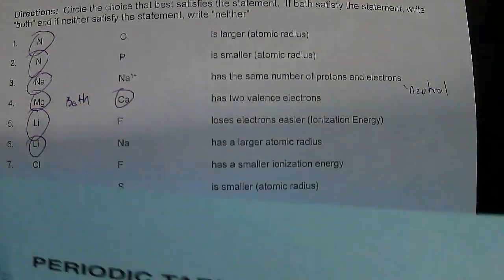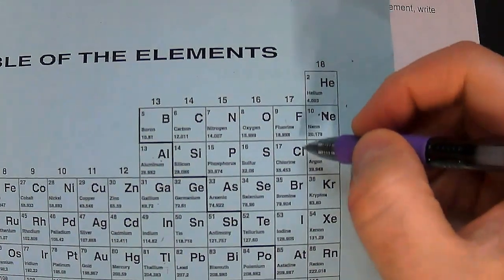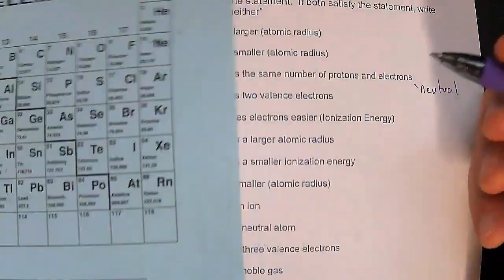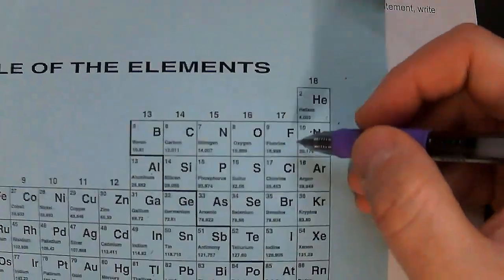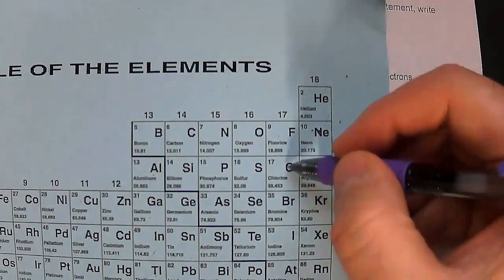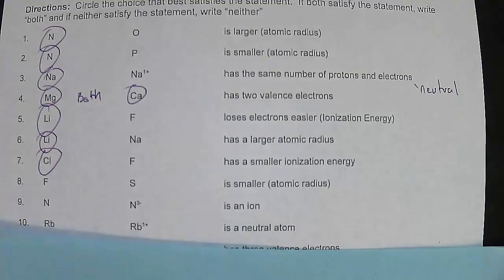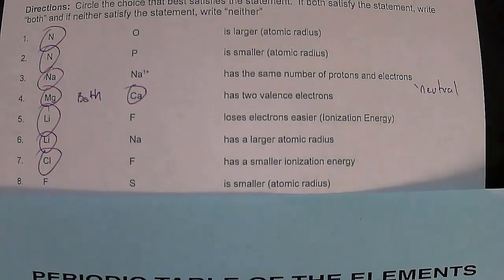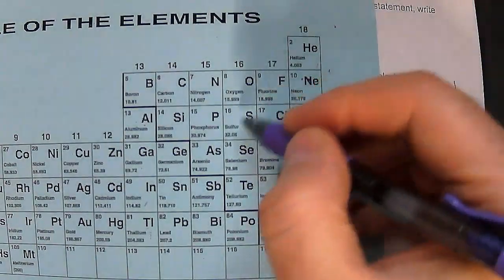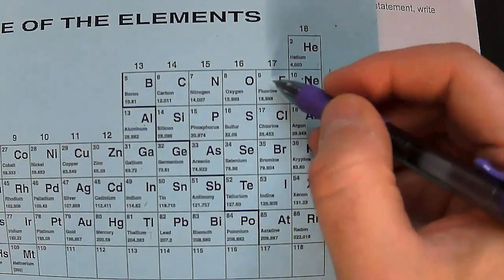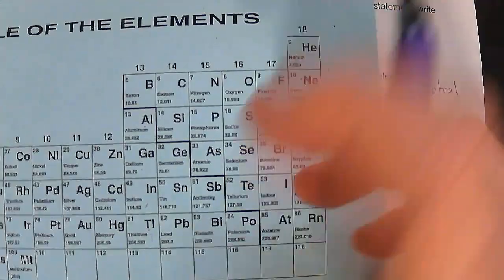Okay, smaller ionization energy, F versus Cl. So let's flip that question. Instead of saying the smaller ionization energy, let's say the larger radius. And so that's going to be chlorine. Okay, let's see. So the smaller, F versus S. Okay, the smaller radius. So that's up here. Helium is the smallest atom.